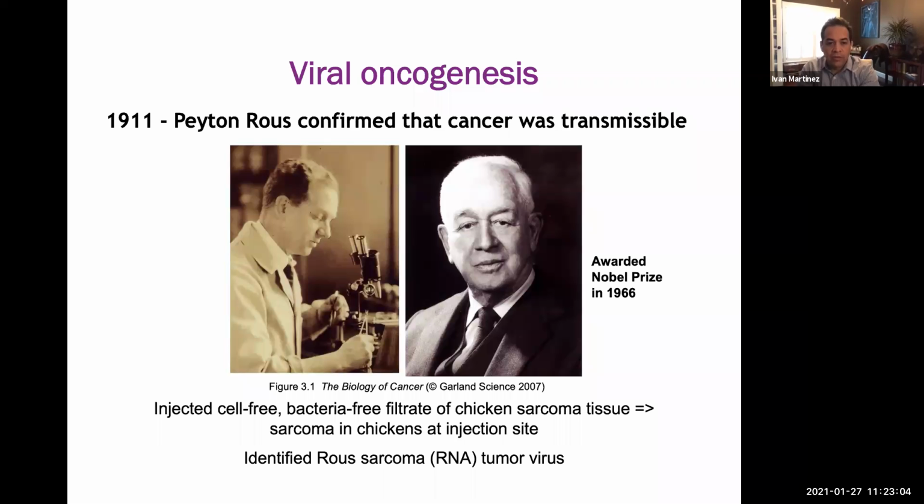In 1911, Peyton Rous confirmed that cancer was transmissible. He injected a cell-free, bacteria-free filtrate of chicken sarcoma tissue into chickens and created sarcomas at the injection sites. That's how they came to understand that some viruses could be related to cancers, and that's how they identified the Rous sarcoma virus, an RNA tumor virus. For that reason, he won a Nobel Prize in 1966.